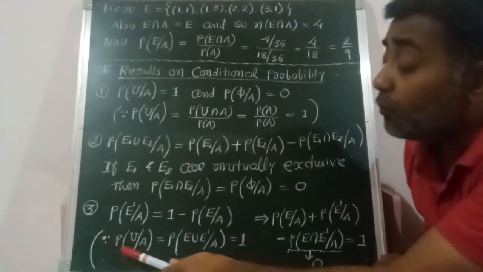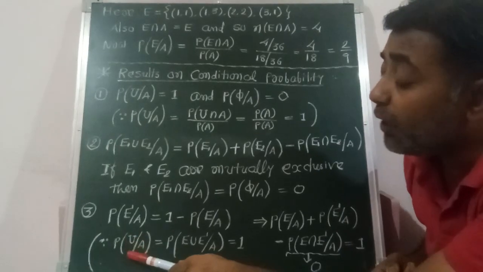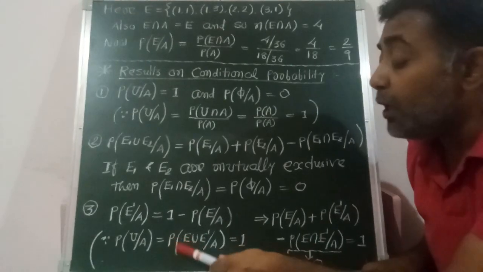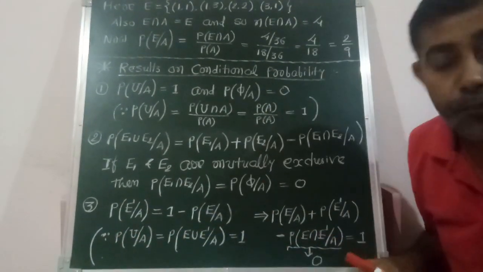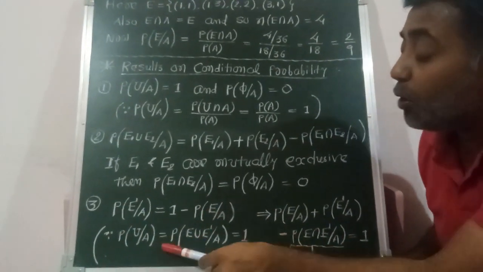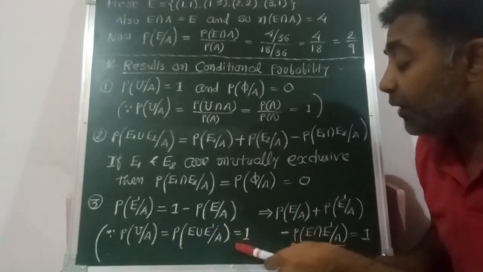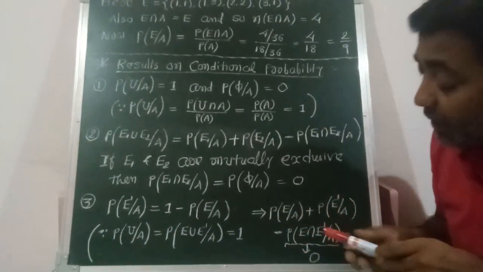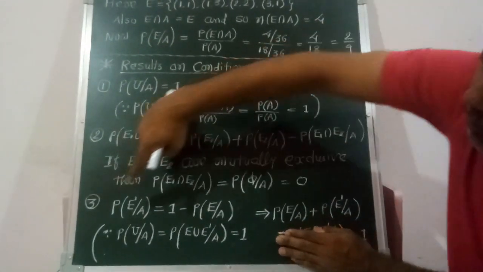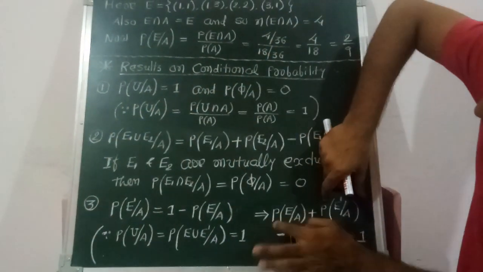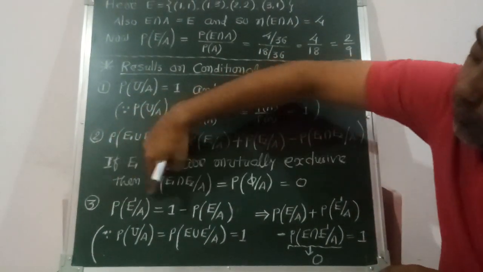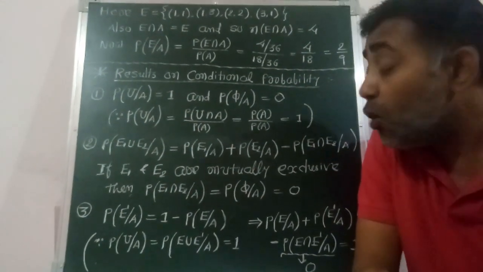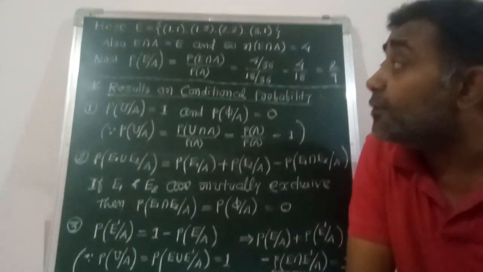Okay, I give the proof by using this result. We know that probability of U where A is 1. U can be written as per set theory result, E union E dash is U. And now this can be written as P of E where A plus P of E dash where A minus P of E intersection E dash where A. But this result being 0, from this we may find probability of E dash where A. This term goes to that side, and so probability of E dash where A is 1 minus probability of E where A. So these are several important results.